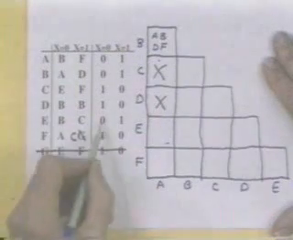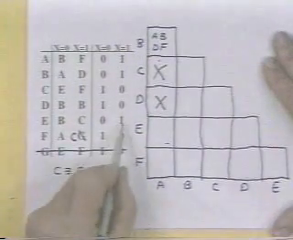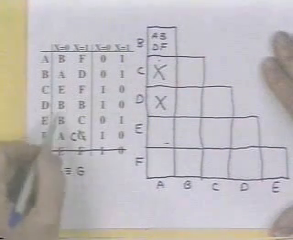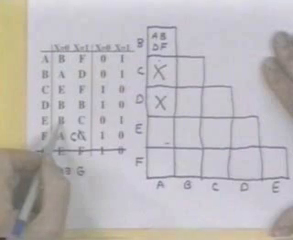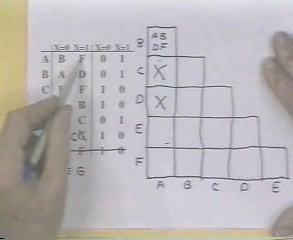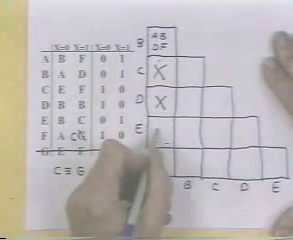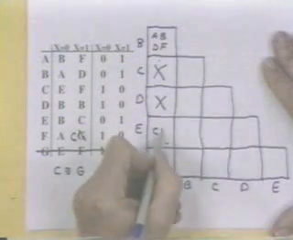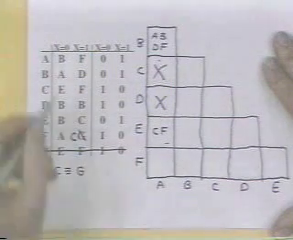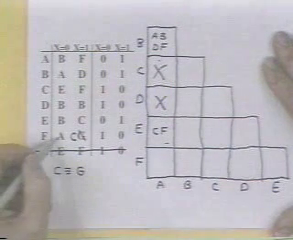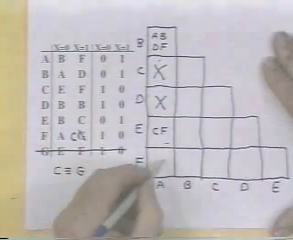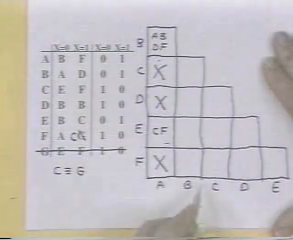What about A and E? A and E have the same outputs. What about next states? Here we have next state B, which is the same. Here we have next states C and F. So we conclude that A is equivalent to E if and only if C is equivalent to F. What about A and F? A and F have different outputs, so they're not equivalent.